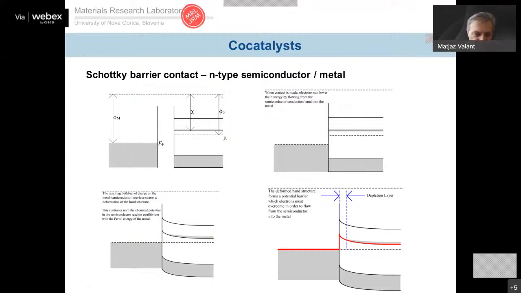I already said that it's very important for a good efficiency to separate charges on the surface. So here I would like to present to you how that is done with the co-catalyst. Co-catalysts are often metal clusters that we deposit on the semiconductor particles, or any other, not necessarily metal clusters. They can be oxides, they can be chalcogenides.